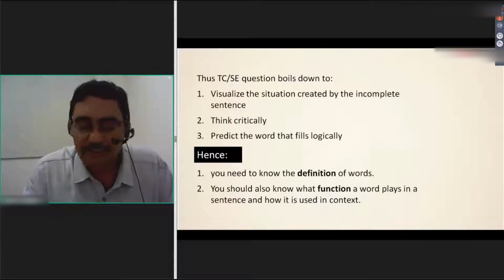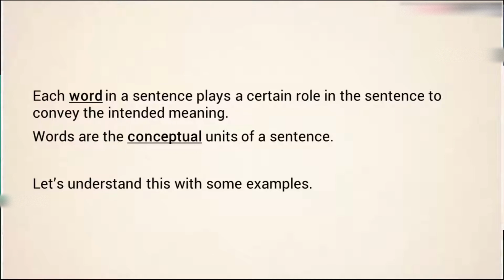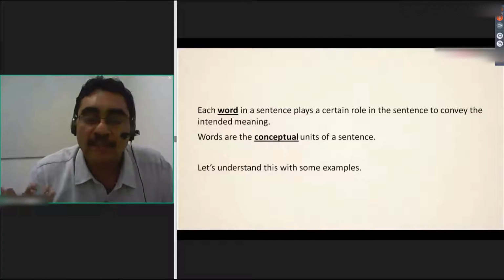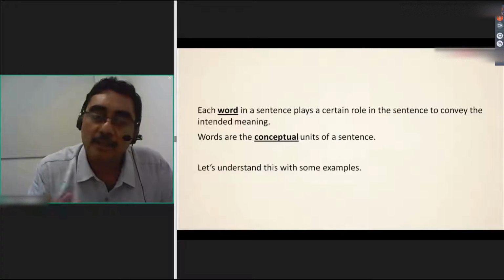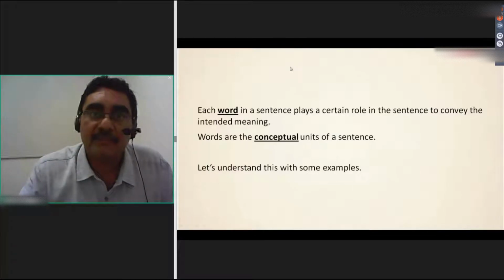Let's see with examples. In general, a sentence is nothing but a set of words or phrases, right? And words are actually conceptual units of a sentence. Just as in maths, when you say diagonal, it is a concept, and when you say circumference, it's a concept. Similarly, every word in a sentence is actually a conceptual unit, right? Do you agree with it?